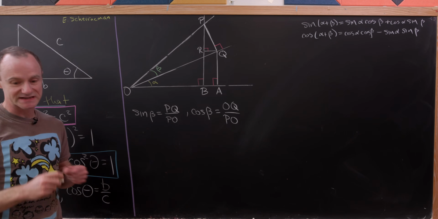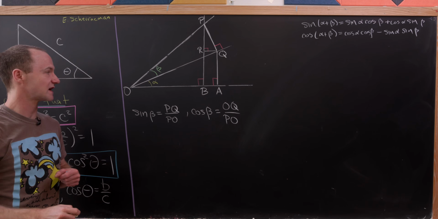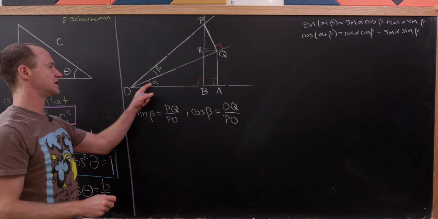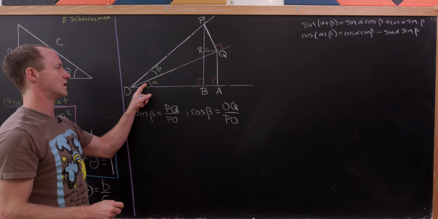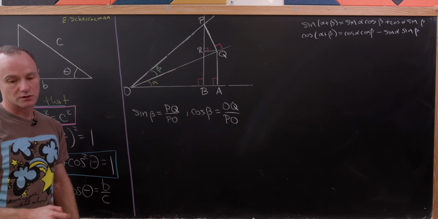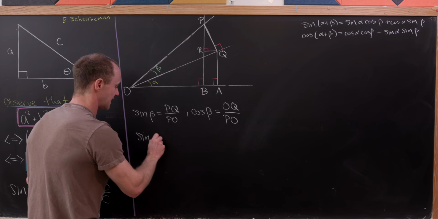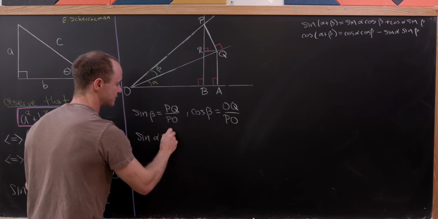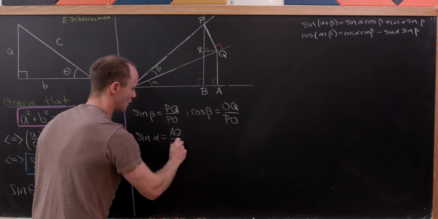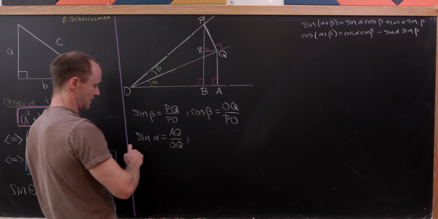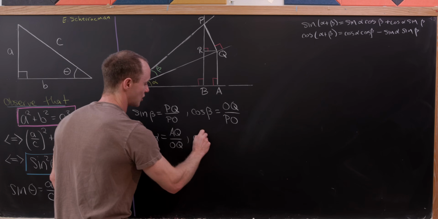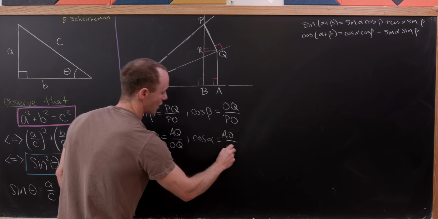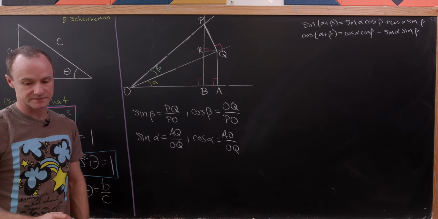Now, we can do the same kind of thing for our cosine of alpha and our sine of alpha, and that's simply going to use this triangle down here, this one with angle alpha. So the sine of alpha is going to be AQ over OQ. Let's write that down, AQ over OQ. And then the cosine of alpha is going to be AO over OQ by the same argument.